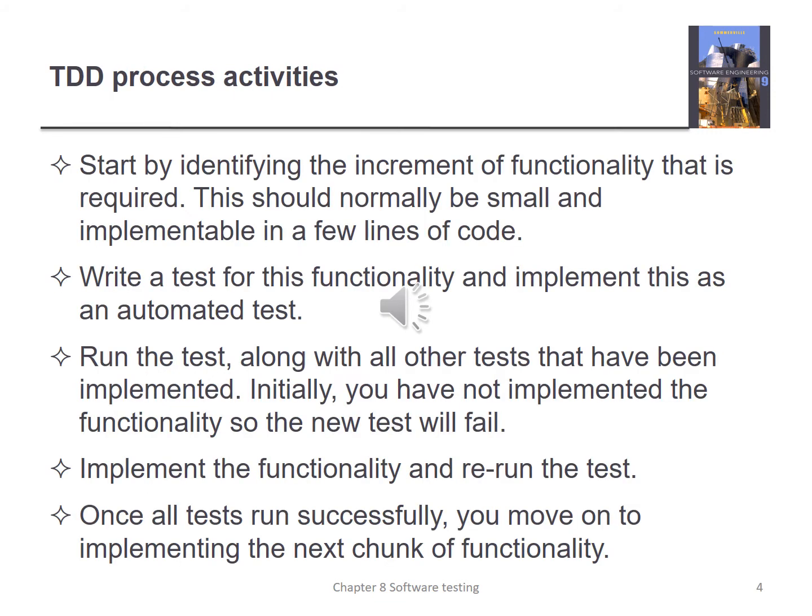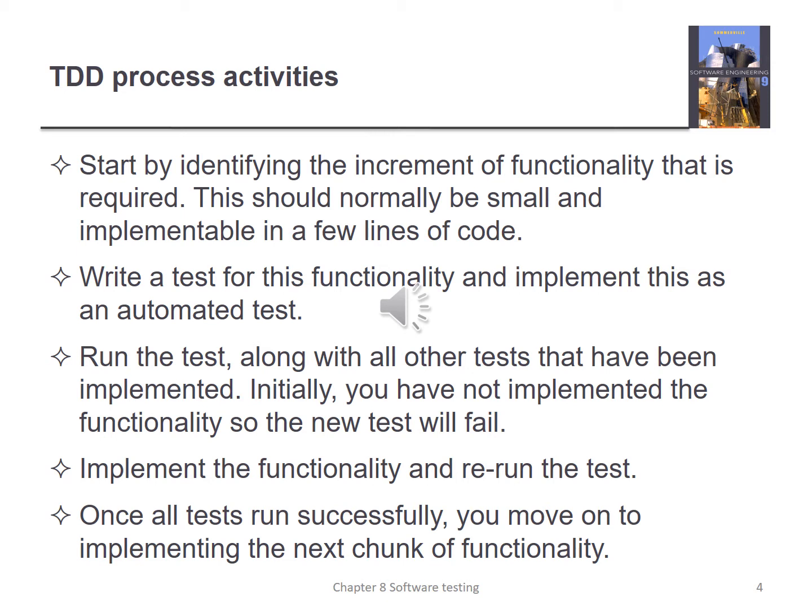Well, the activities, as we said in the previous slide, really explain the diagram before. First of all, we start by identifying the increment of functionality that's required. This should normally be very small. In agile or extreme programming, it is really a maximum of a couple of weeks. Write a test for this functionality and implement this as an automated test.